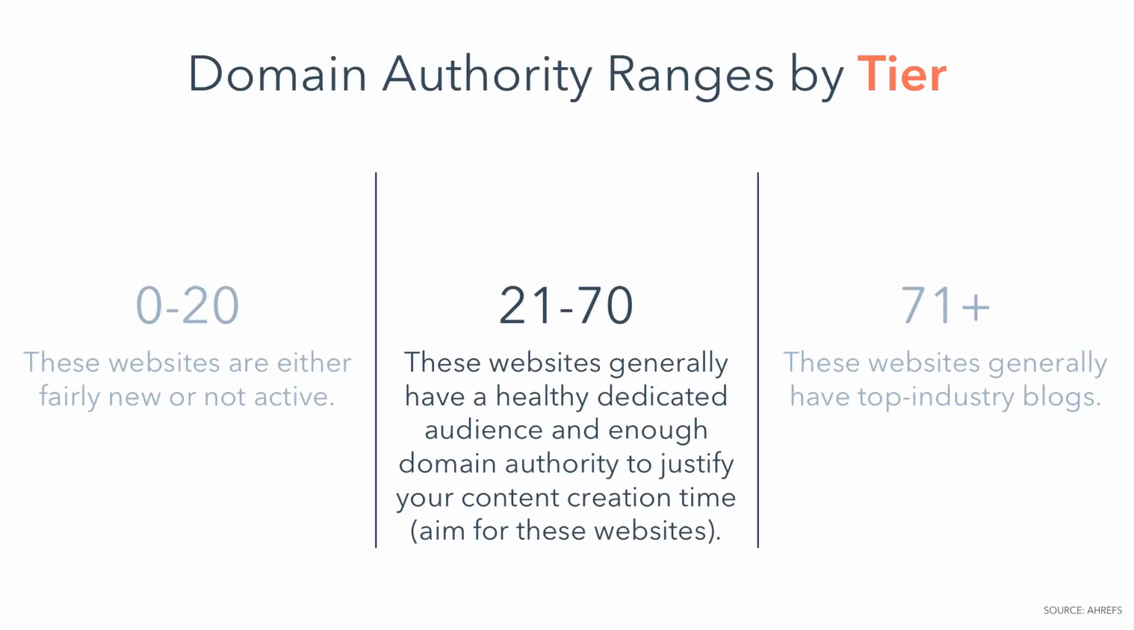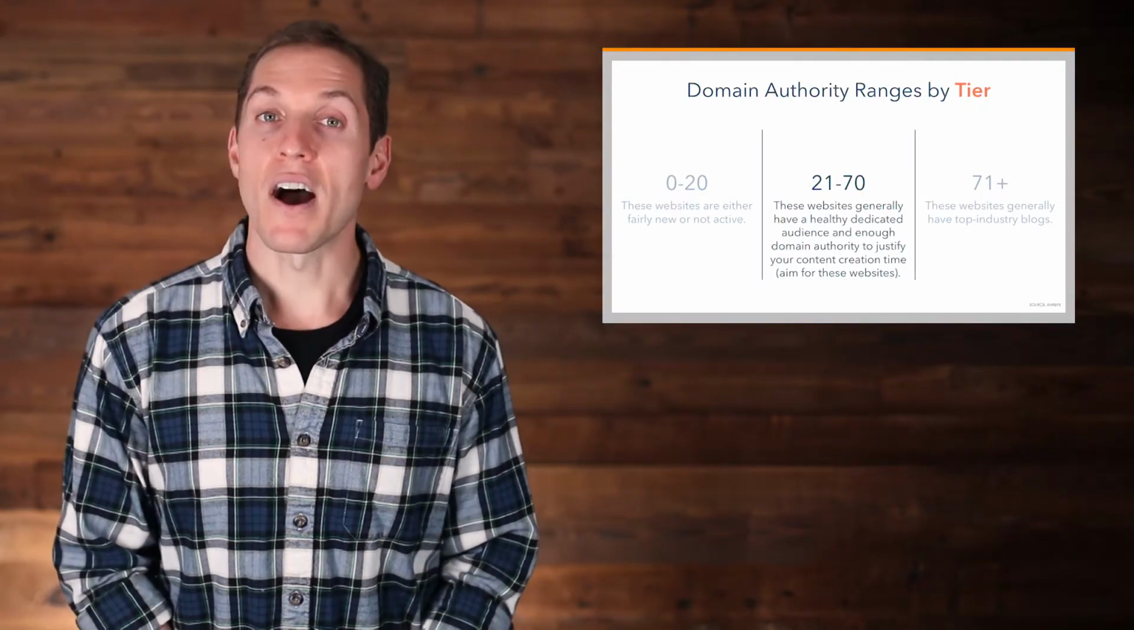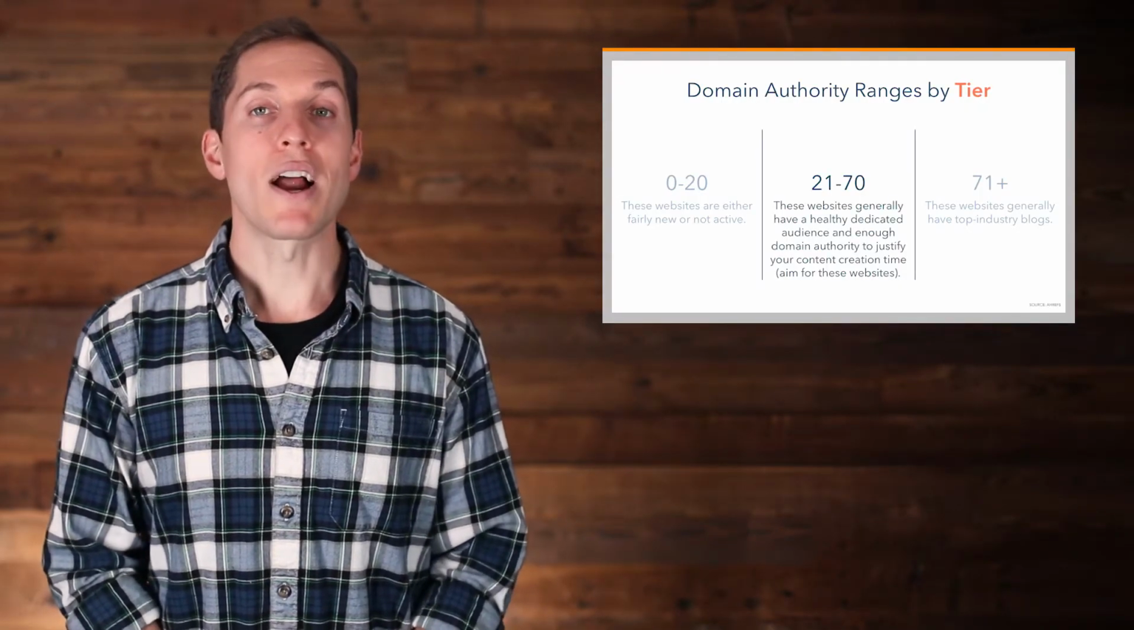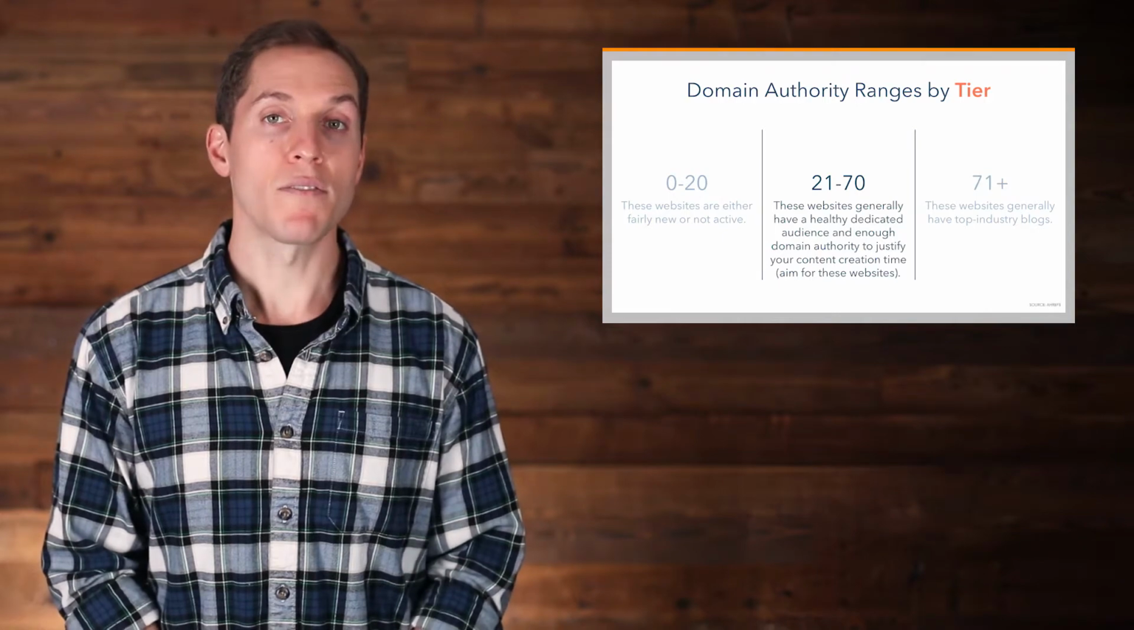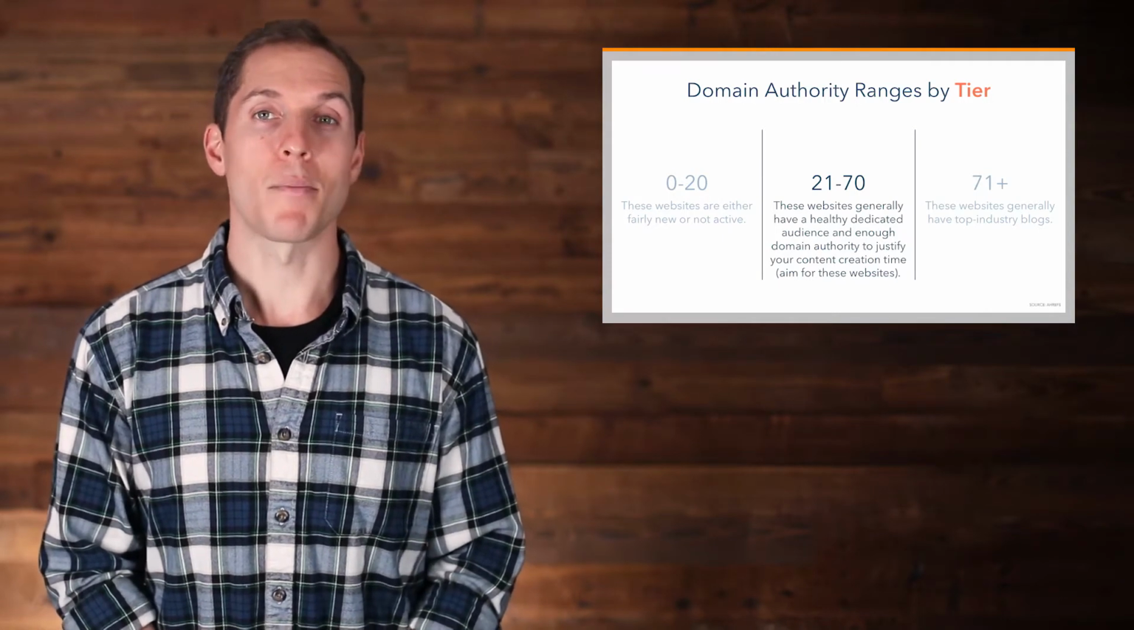Tier 2. A website with a domain authority between 21 to 70. These are the websites you should be aiming for. Websites in this tier generally have a healthy, dedicated audience and enough domain authority to justify your content creation time. Keep in mind, the higher the domain authority, the more writing guidelines you'll receive and the more difficult it will be to secure a guest blog opportunity.